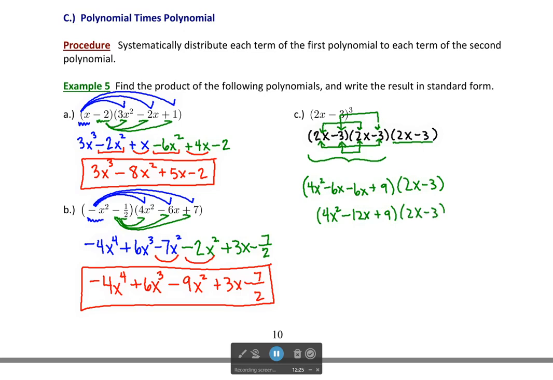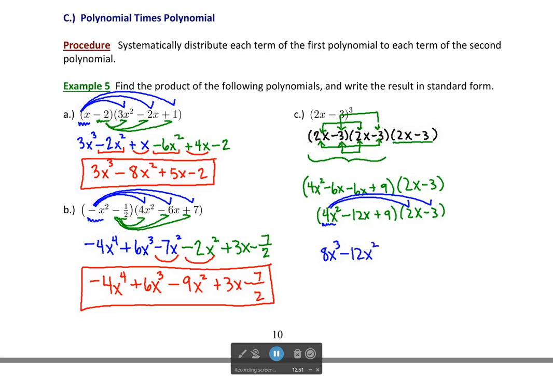Now we have the situation where we're multiplying a trinomial times a binomial. Well, we're going to apply the same principle. I'm going to take the first term of my trinomial and distribute it to each term of that second binomial. So 4x squared times 2x gives us 8x cubed, and 4x squared times negative 3 gives me negative 12x squared.